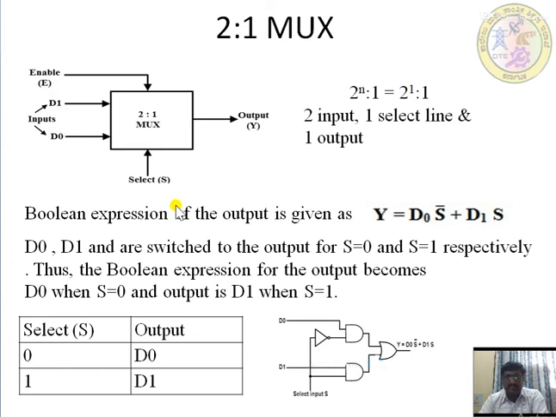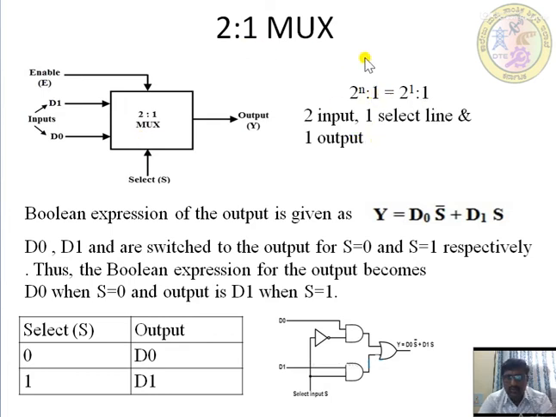Okay, a simple one is the 2:1 mux. A simple 2:1 mux has 2 inputs. 2 raised to 1 is to 1, where 1 is the select line. We can consider this an enable line, or we can just neglect it. See, 2 inputs, 2 raised to 1 to 1, that is 2 raised to n to 1.